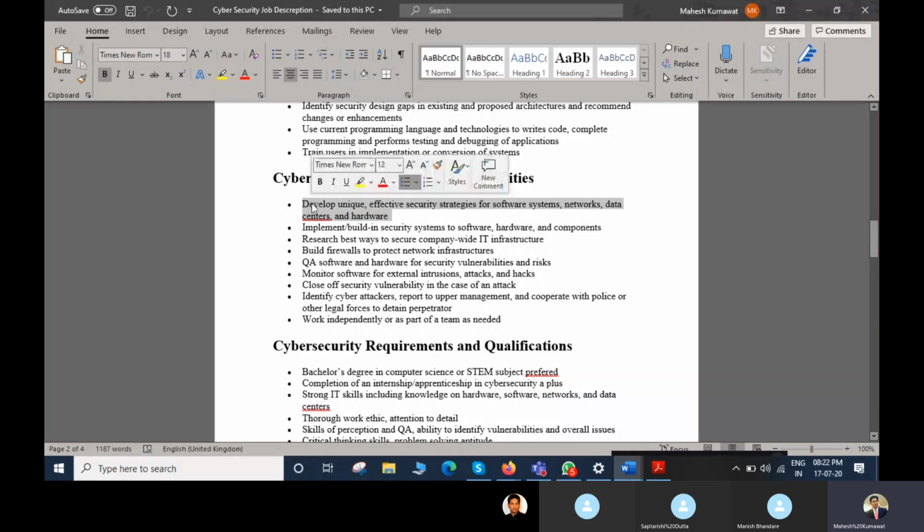So I would like to know from your side, what understanding you have about cybersecurity. How are you going to develop unique, effective solutions of your own, solving any issues that come under you? How can you provide effective security strategies for software systems, networks, data centers, and hardware? What is the right approach you are going to adopt once you create a security strategy? Any answers you would like to share?